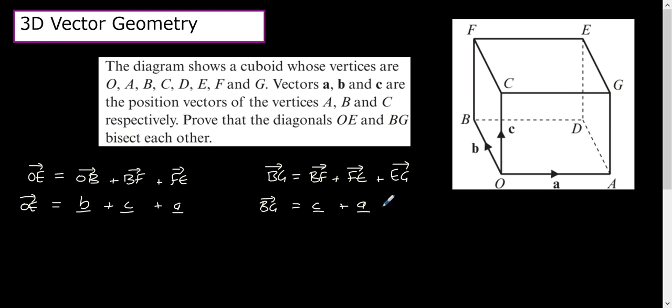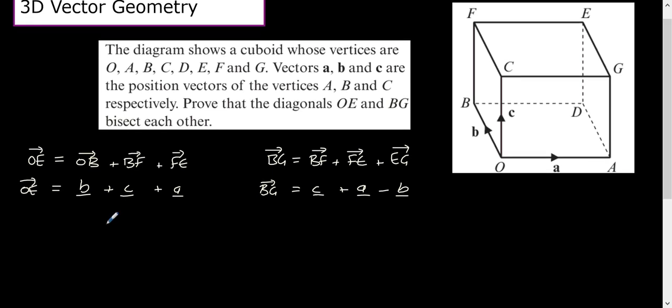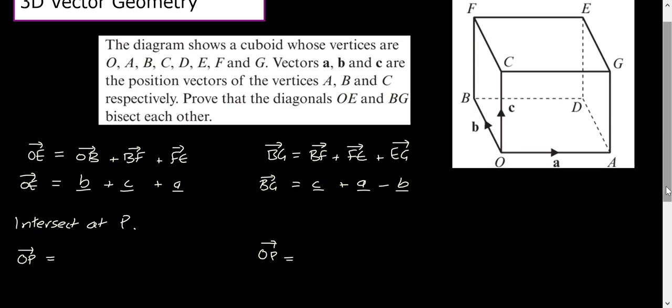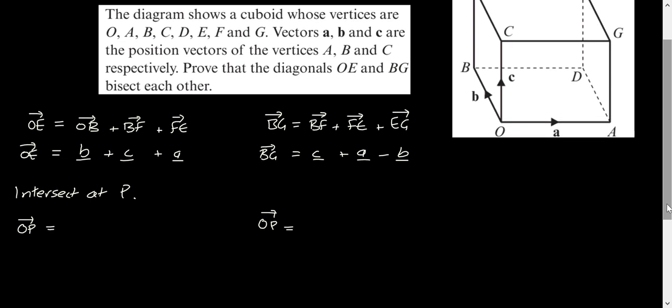All right, so we have minus b over here. So those are our two diagonals, and that's our starting point. What we're going to imagine now is that there is some intersection point, and we're going to say that these diagonals intersect at P. We're going to do exactly as we did before and work out the position vector OP, firstly using this diagonal, and secondly using this diagonal. And we're going to work out that they are, in fact, bisecting each other.